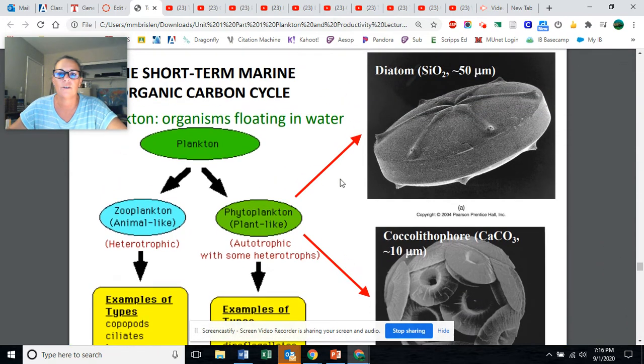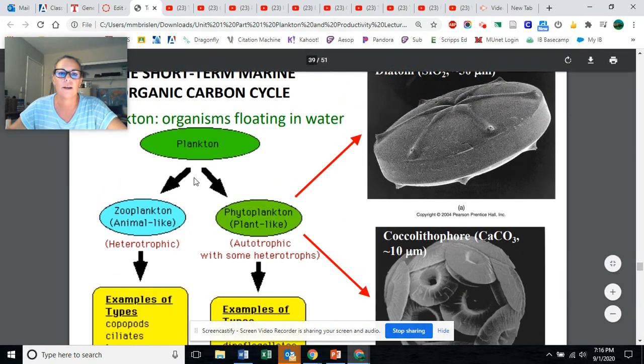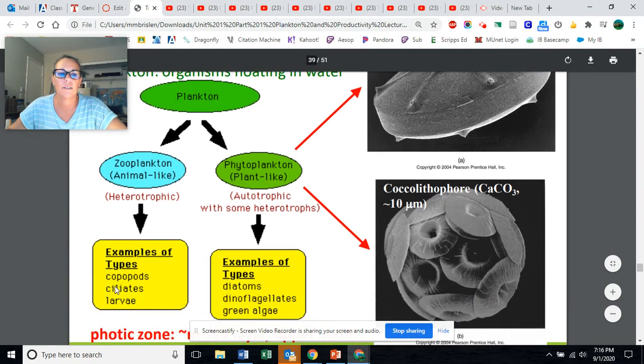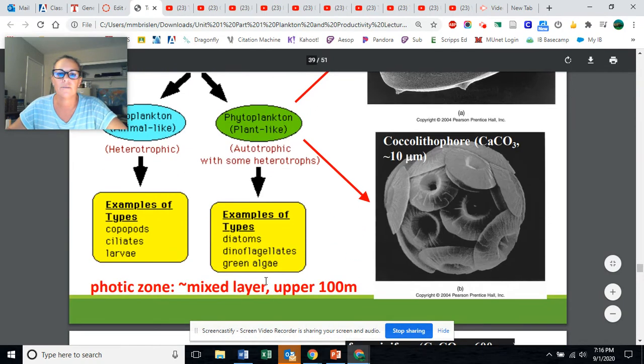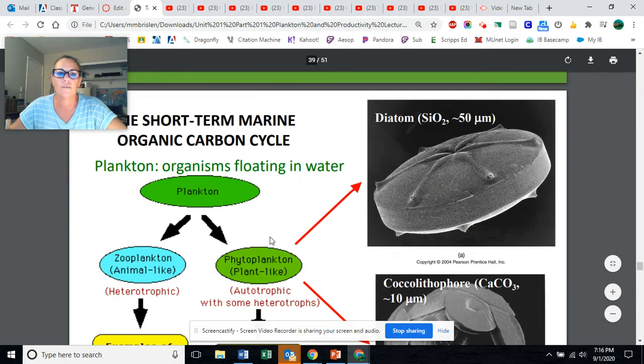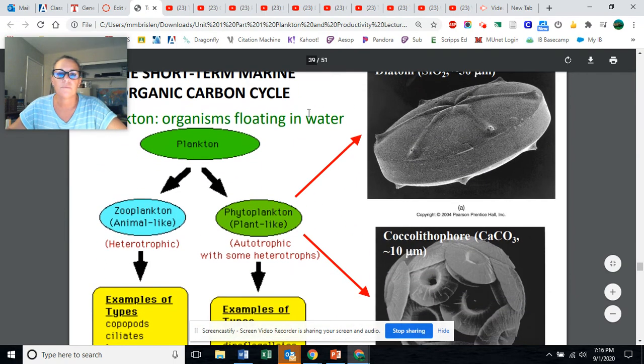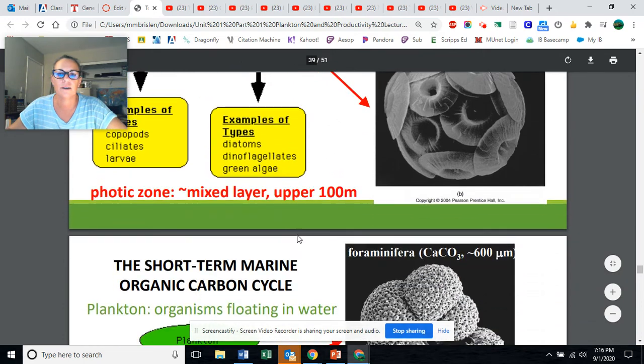We should have a pretty good understanding of these diagrams here. Plankton can be zooplankton, animal plankton, or phytoplankton. We have some good examples. We just did an ID lab, so we could add to that list. And here are some phytoplankton, some images of them. And yeah, they like to be in the sunlit areas.